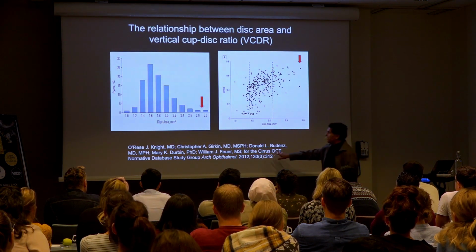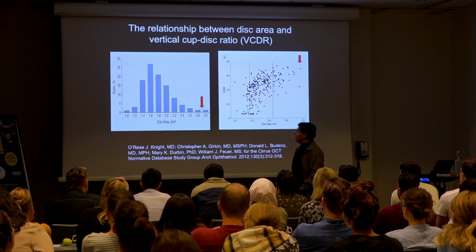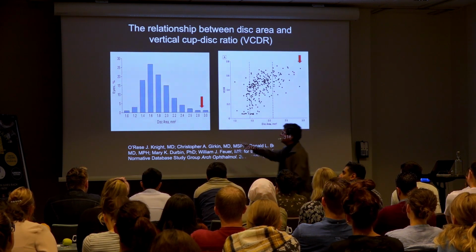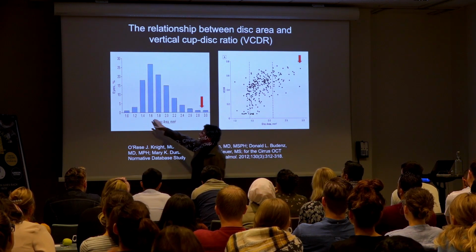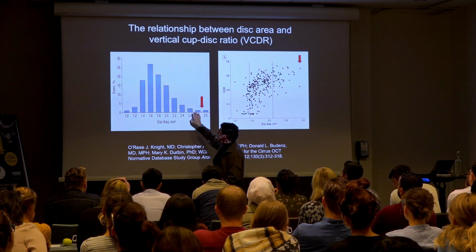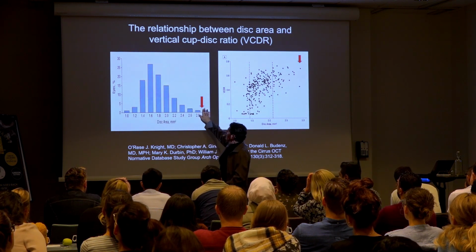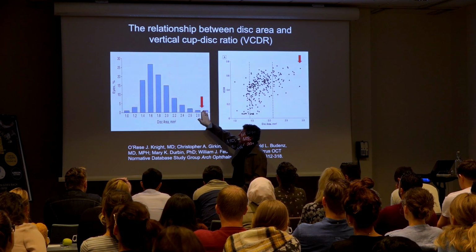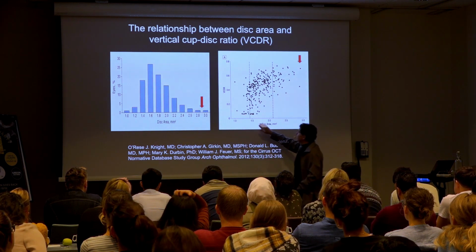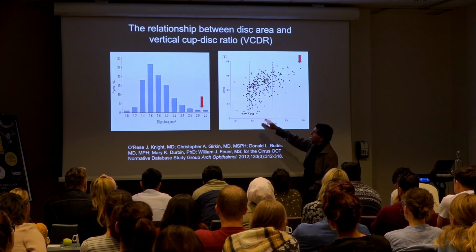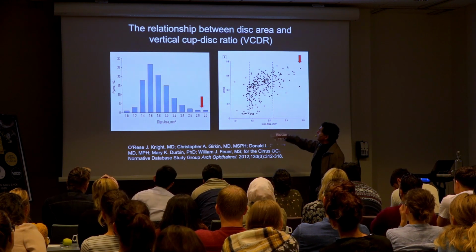This is a paper from Chris Gerken's group at Alabama, showing the frequency distribution of disc area in the normal population. Our patient out here is way outside of the normal range. And this shows the relationship between disc area and cup to disc ratio.